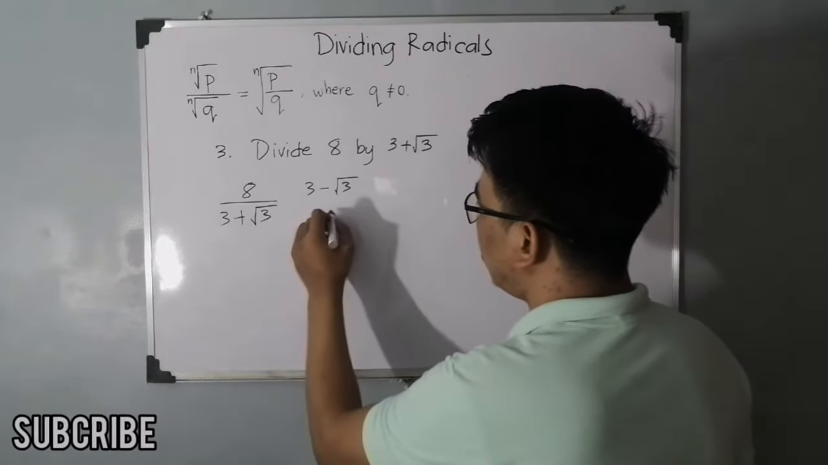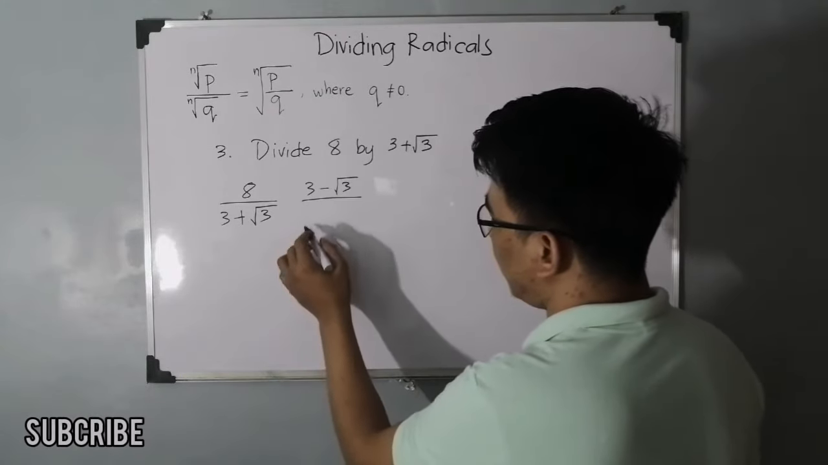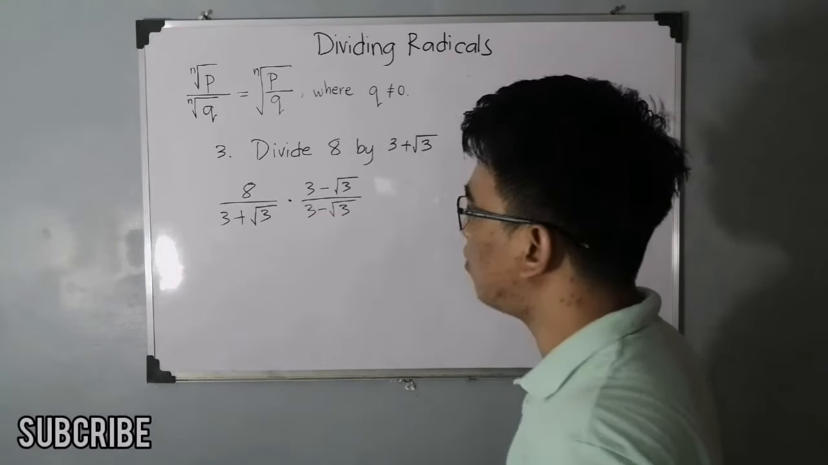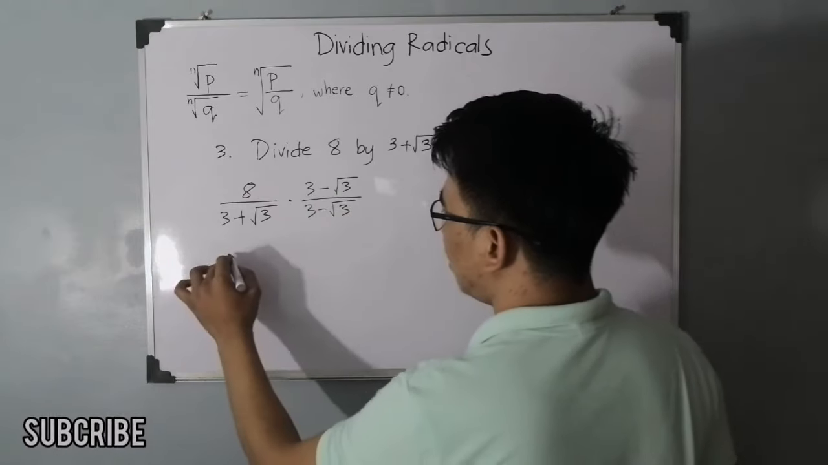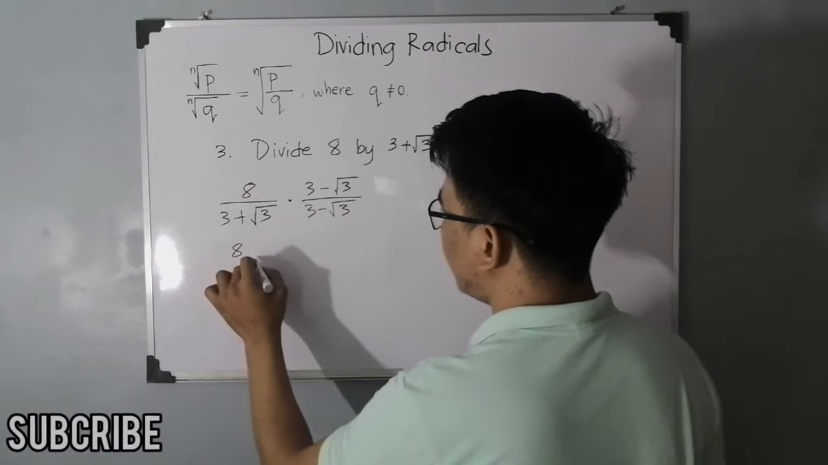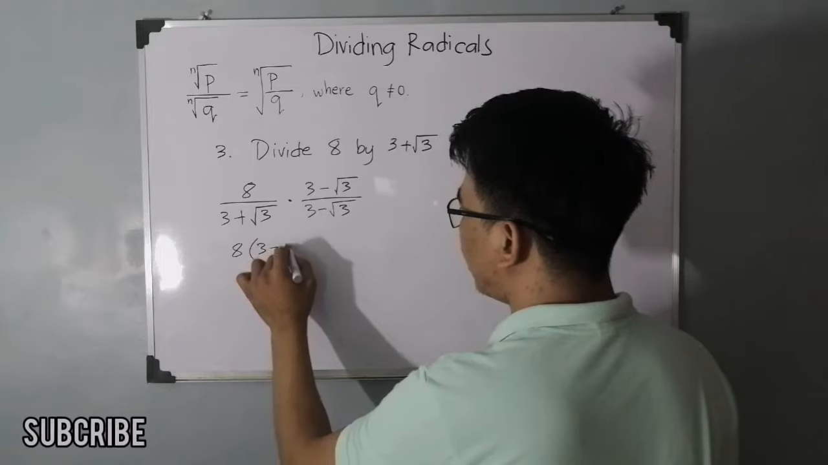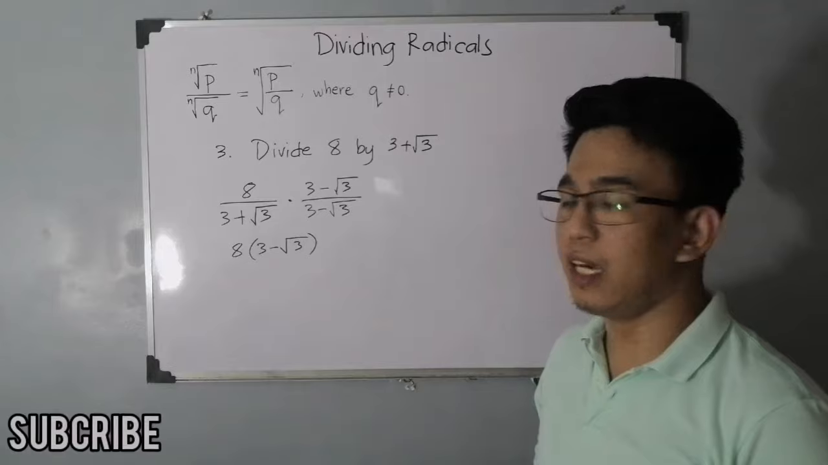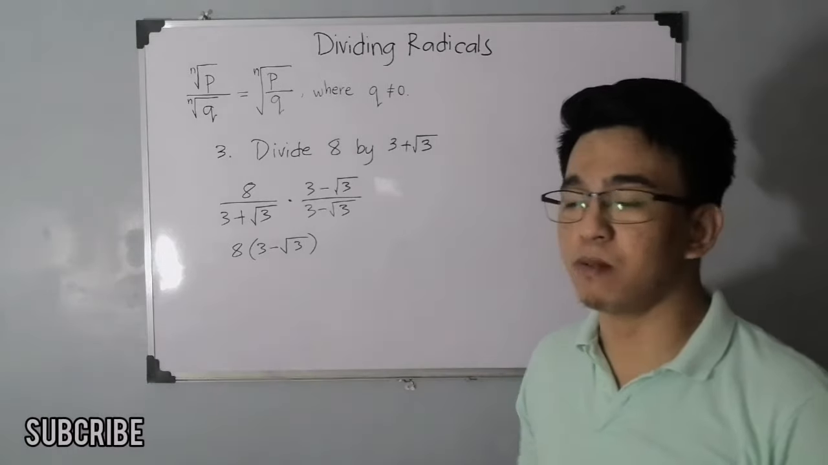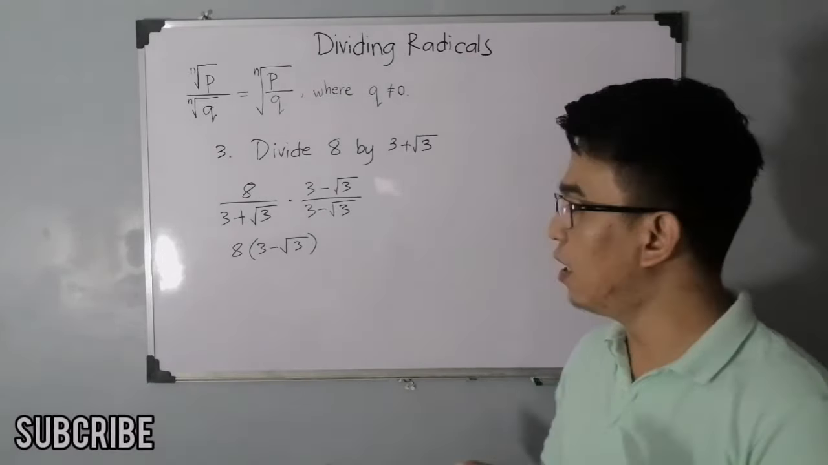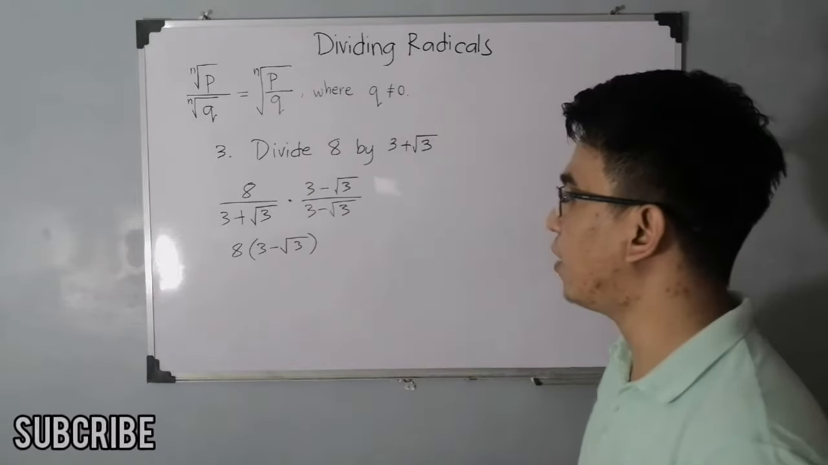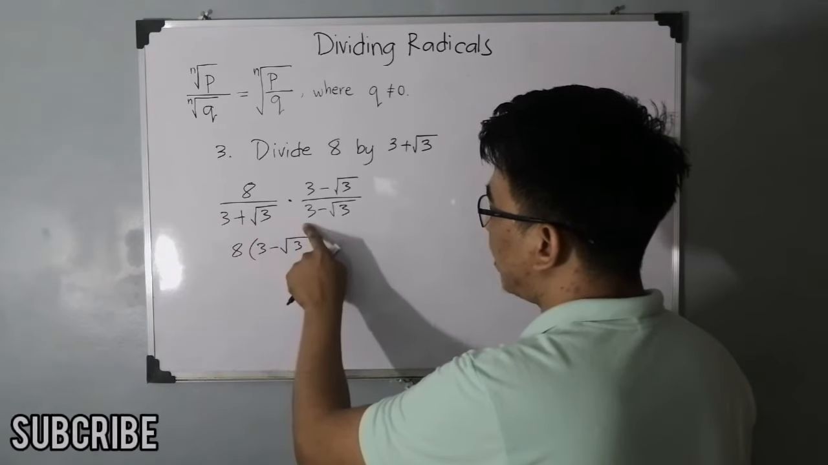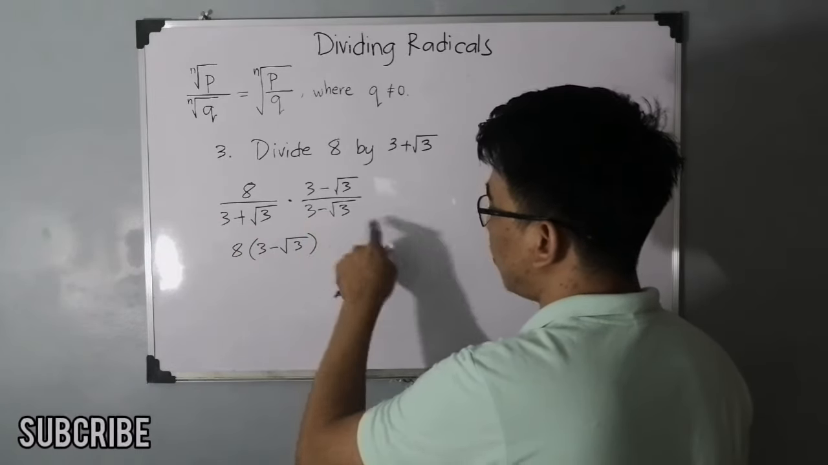And then, so multiply it by 3 minus the square root of 3 over 3 minus the square root of 3. And by multiplying, ito muna ha. Copy the product, so you have 8 times 3 minus the square root of 3. Huwag niyo munang i-direct na i-multiply yung expression. Kasi mas okay na naka-factored form siya para makita niyo kung pwede pa siyang i-simplify yung numerator mo at yung denominator. Now, for the denominator part, we have 3 plus the square root of 3 times 3 minus the square root of 3.